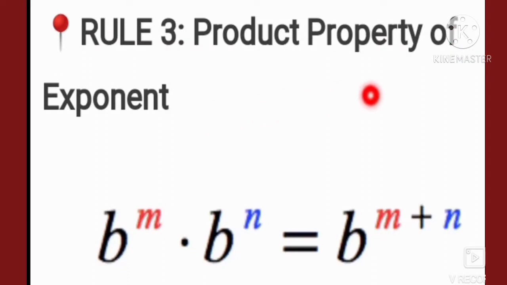Rule 3, product property of exponent. b to the power of m into b to the power of n is equal to b to the power of m plus n. So, when the bases of exponential expressions are same, we have to add the exponents.